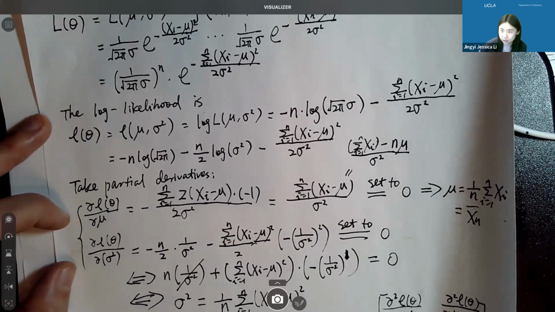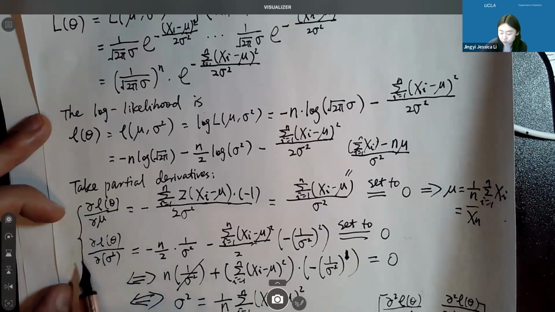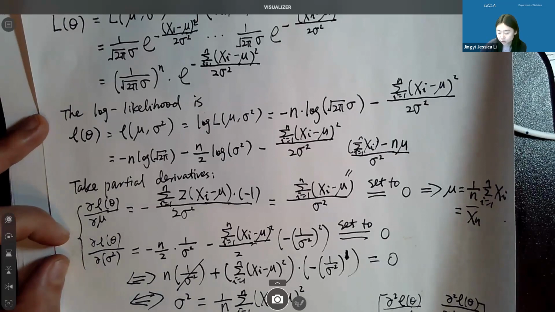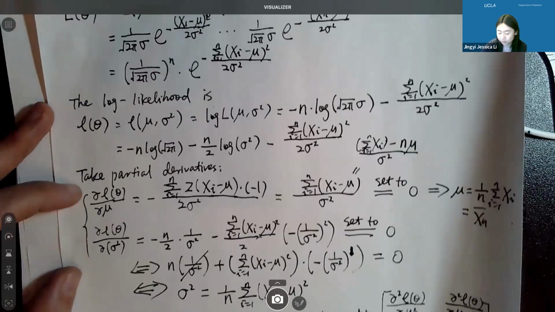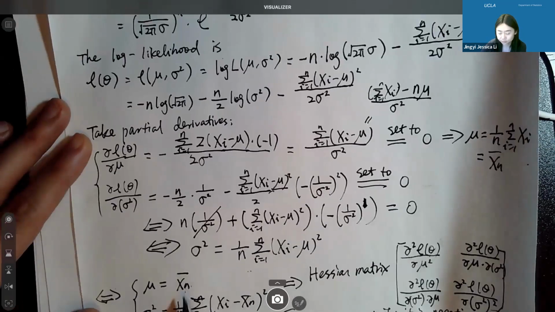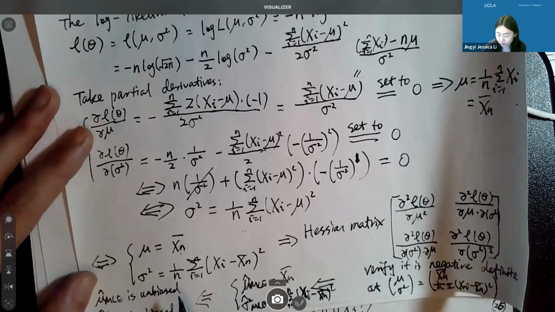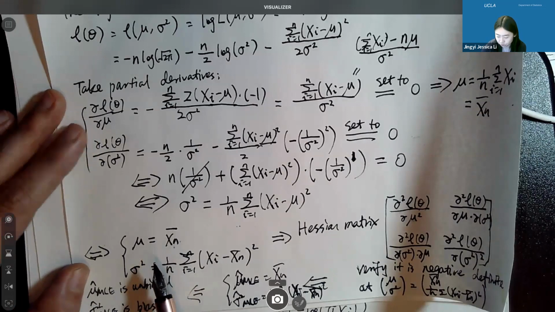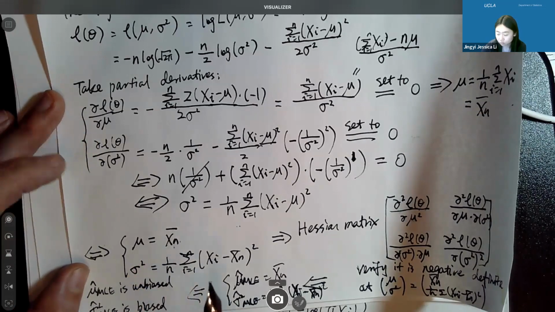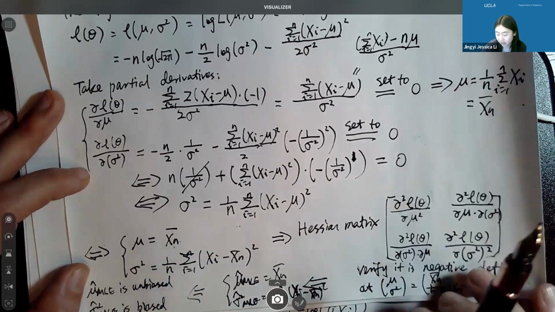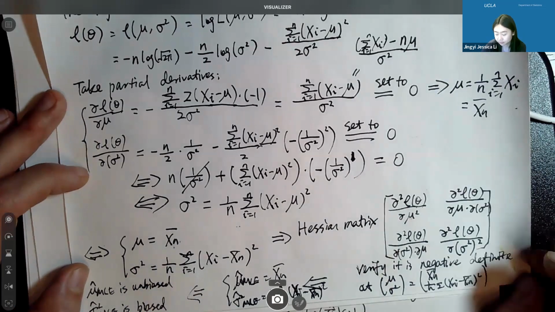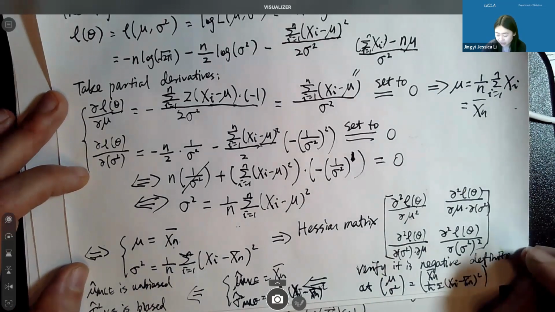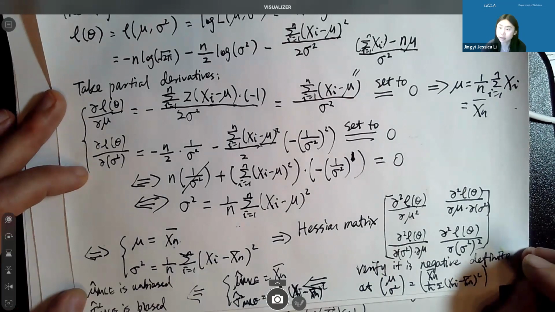Both need to be set to 0. Basically, we have a set of equations to set to 0, and we solve the set of equations. And we have found those numbers, right? The values that make the first partial derivatives 0. And rigorously, we need to verify the Hessian matrix is negative definite. With that, we can claim that they are the MLEs.